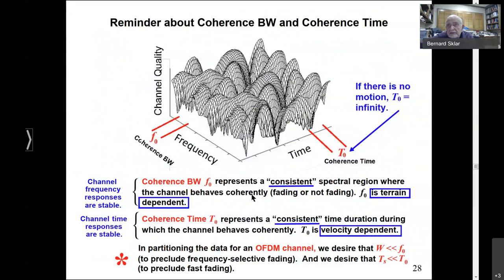I think I've said everything here. Coherence bandwidth F sub zero represents a consistent spectral region where the channel behaves coherently, typically fading or non-coherent. Coherence time is again a consistent time duration during which the channel behaves coherently, velocity dependent.